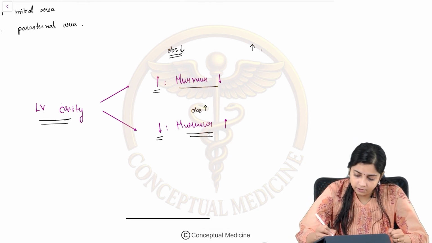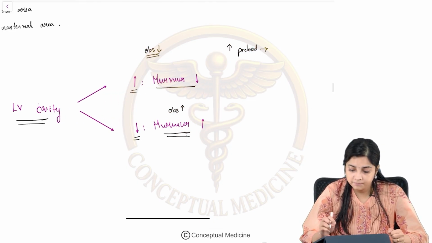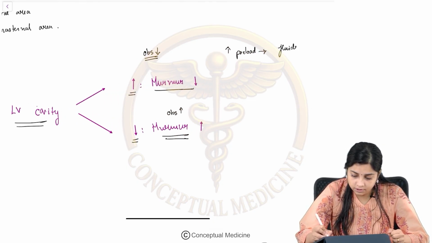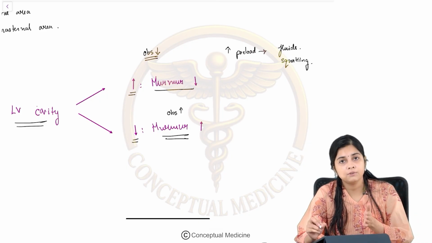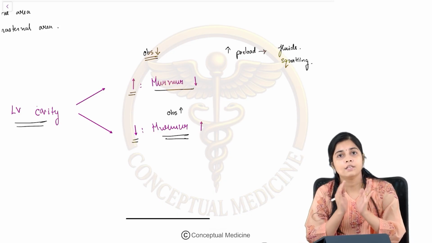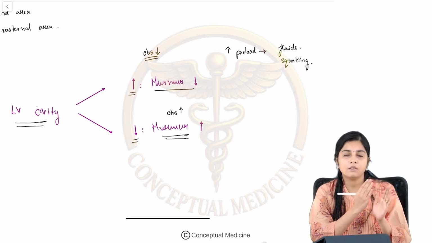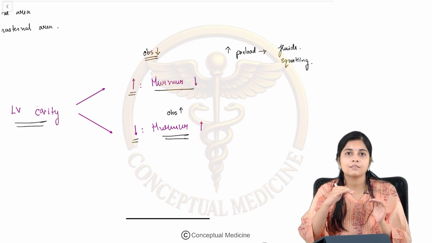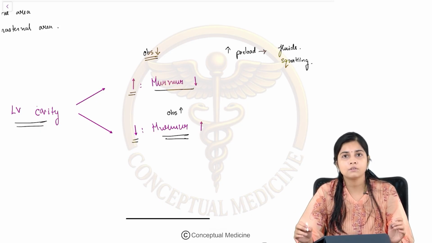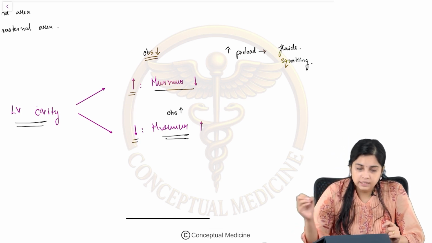If you increase the preload, right? So, if you increase the preload, you give them fluids, or you do squatting, right? You give the patient fluids or you do squatting, the preload increases, the LV cavity size increases. If the LV cavity size increases, what happens? The obstruction is relieved because the hypertrophy also comes down and the systolic anterior movement also comes down. That is the reason why increasing the preload will decrease the murmur.